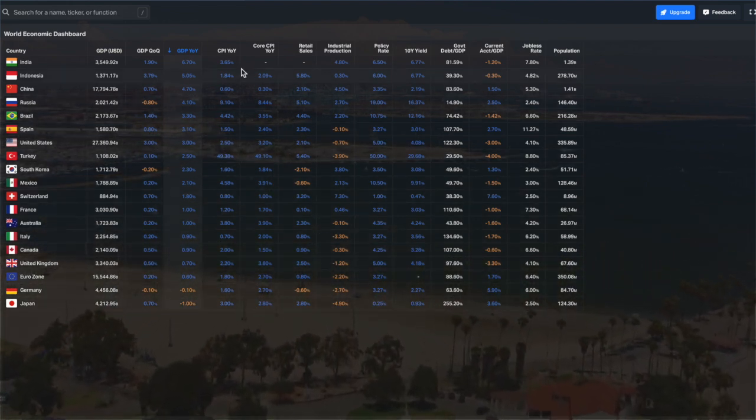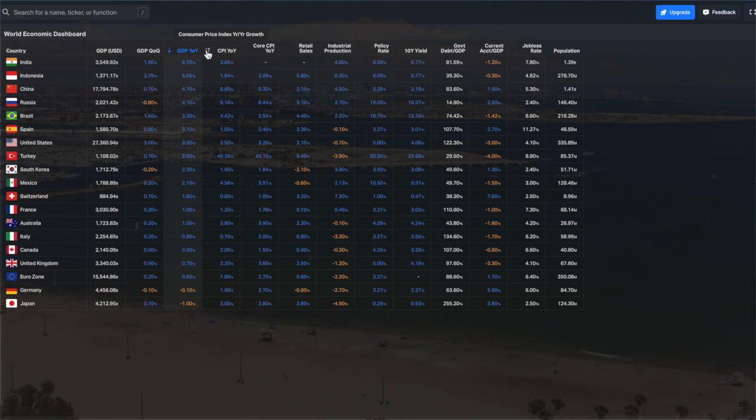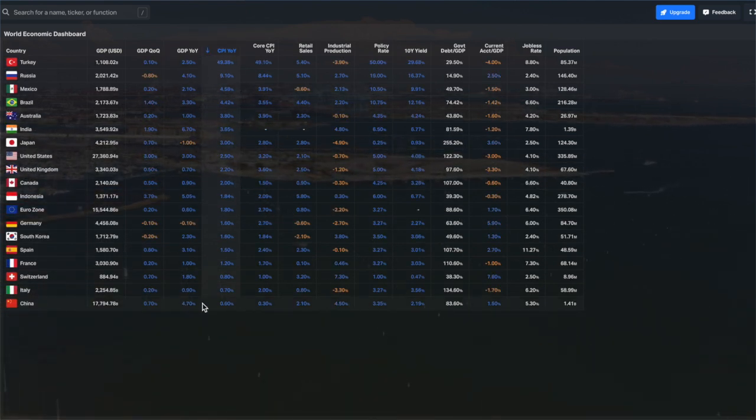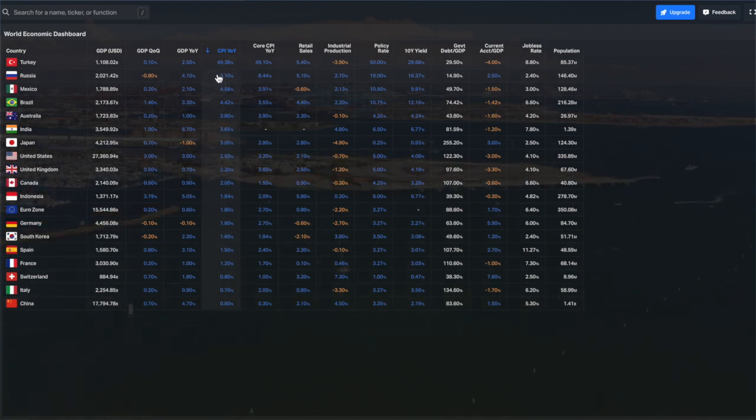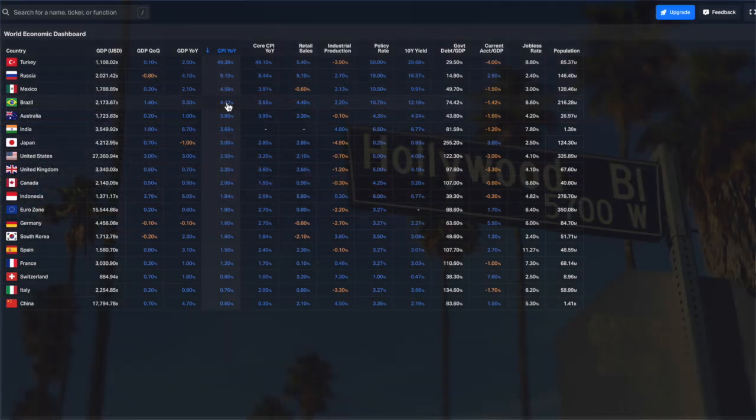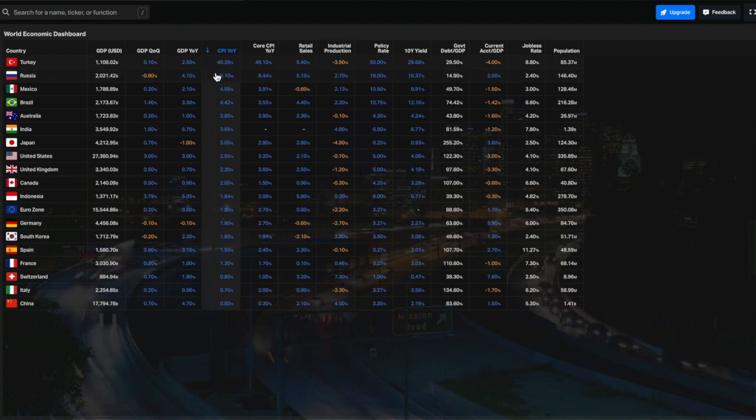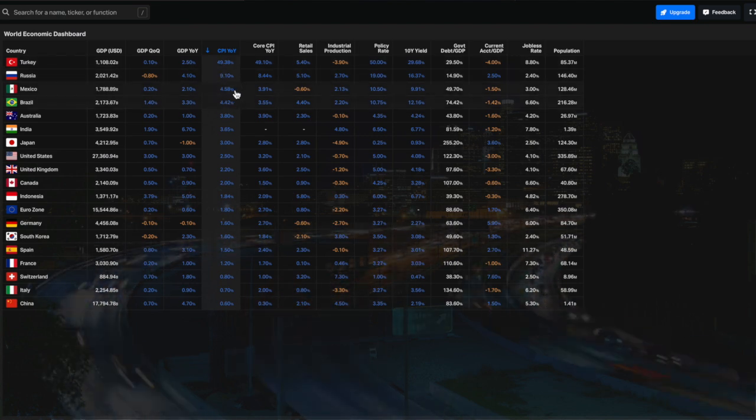Okay, then we have the CPI, which is the inflation. At the top, we have Turkey with the Turkish lira with an inflation rate of 50% per year. So every year, the Turkish lira is worth half as much. That's Erdonomics for you. Then we have Russia around, let's call it 10% inflation.